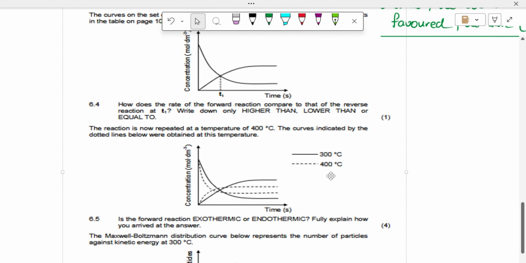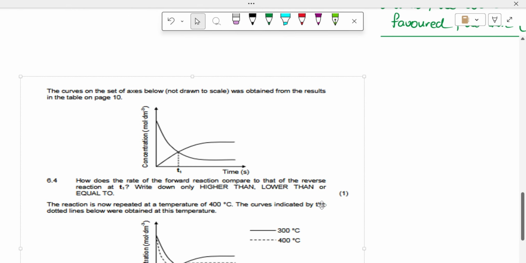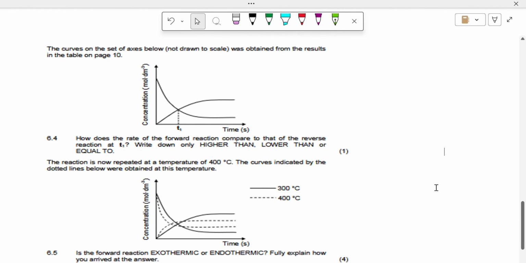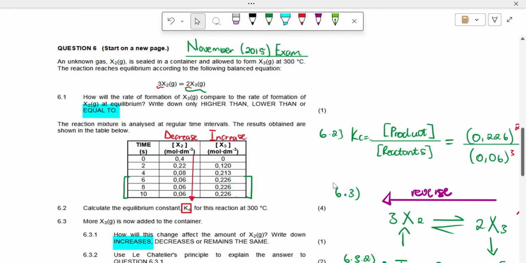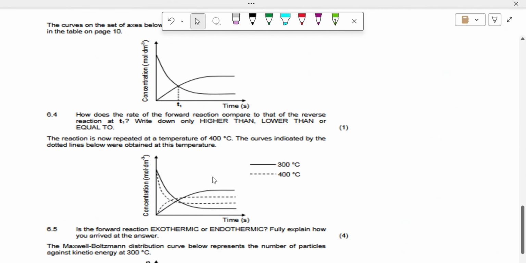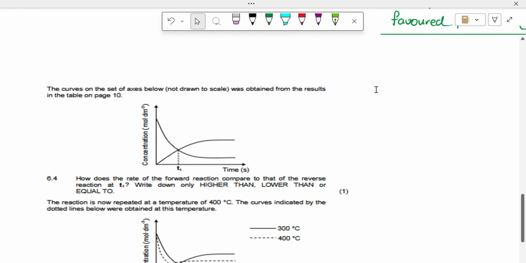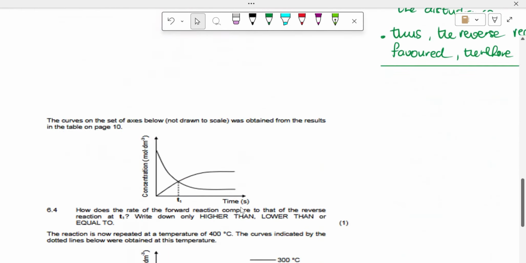Let me just make this bigger so you guys can see. I think this should be big enough. Now they say the curves on the set of axes below were obtained from the results in the table on page 10. How does the rate of the forward reaction compare to the rate of the reverse reaction at T1? Write down higher than, lower than, or equal to. So let's think about it. Let's look at this diagram, which is from page 10. It's a diagram for these results.